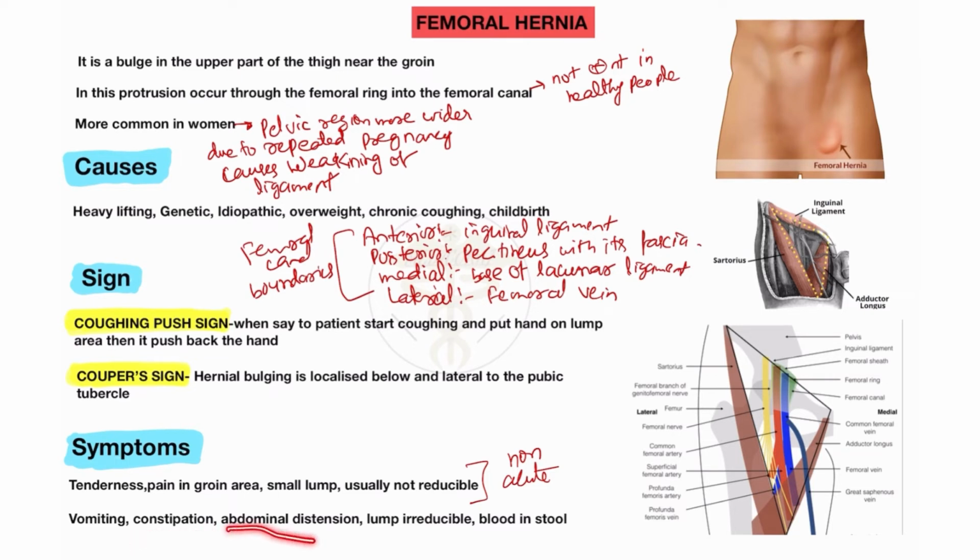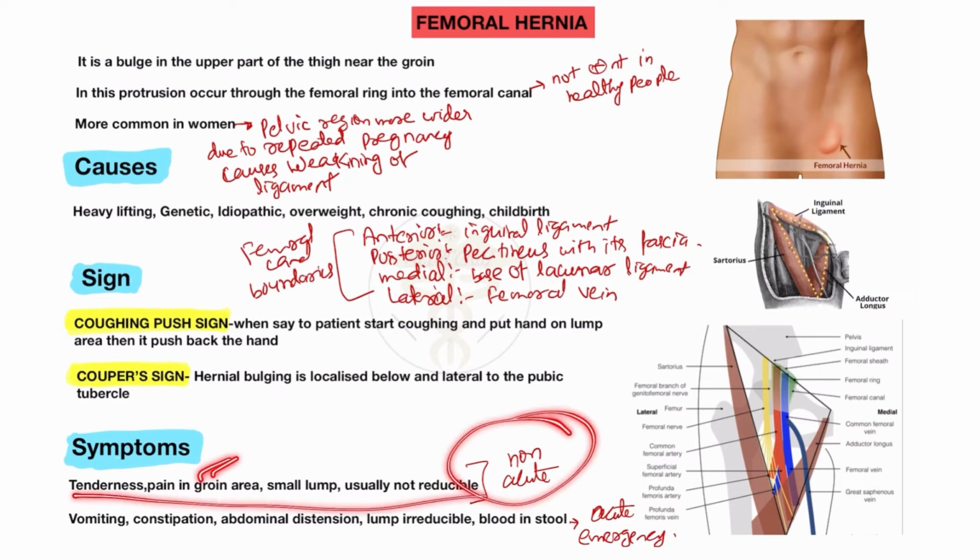It also causes abdominal distension, the lump is irreducible, and sometimes there is blood in the stool. Blood in the stool is a symptom of an acute emergency condition. You will see these acute emergency symptoms in a patient with femoral hernia. So these are the symptoms you will see in the non-acute form, and these are what you will see in the acute emergency form.